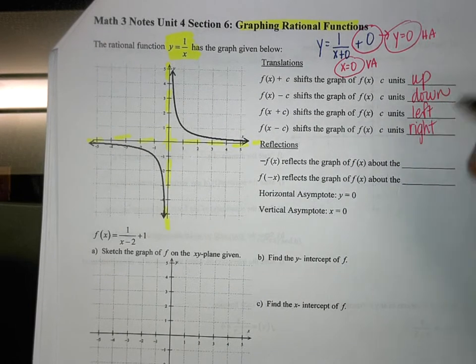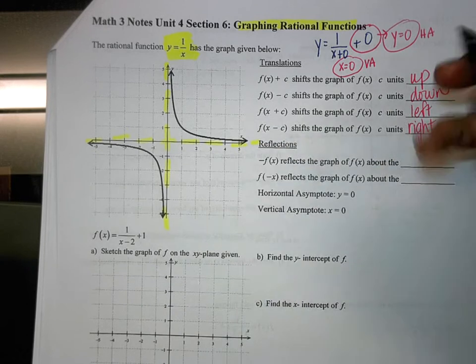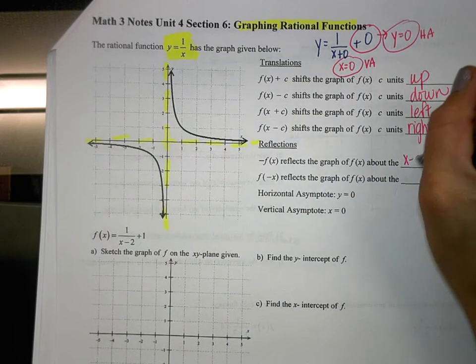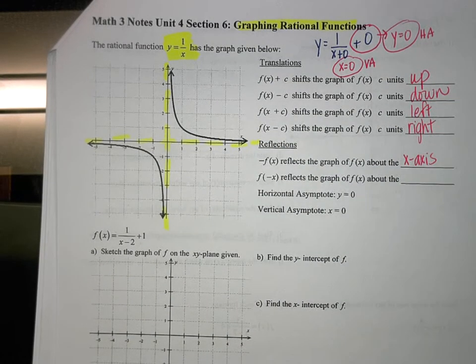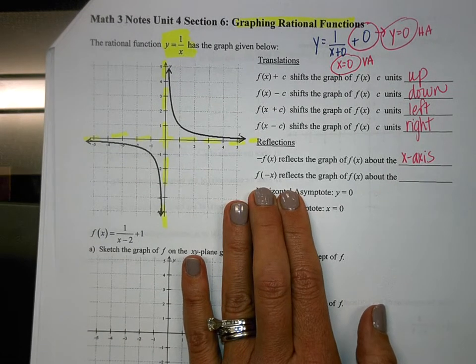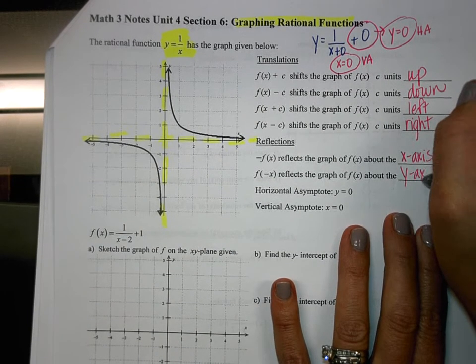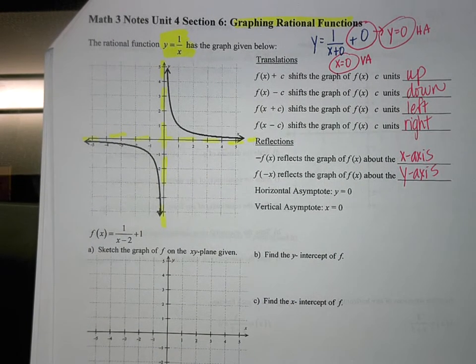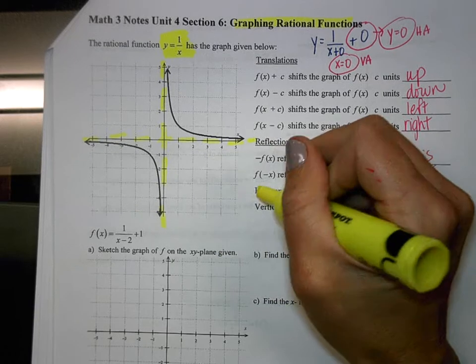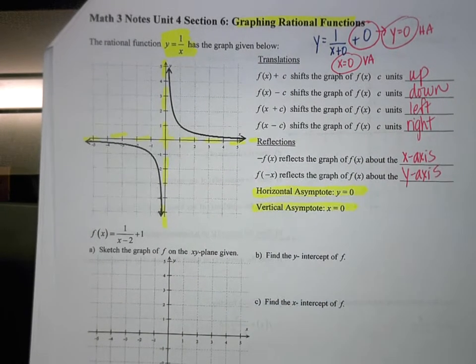Correct. The negative in front like this, it's going to reflect it about the x-axis, because it's the opposite y value, which is reflecting across the x. And on this one, it's the opposite x value, which means it'll reflect across the y-axis. Again, your horizontal asymptotes are y equals a value, and your vertical asymptotes are x equals a value.